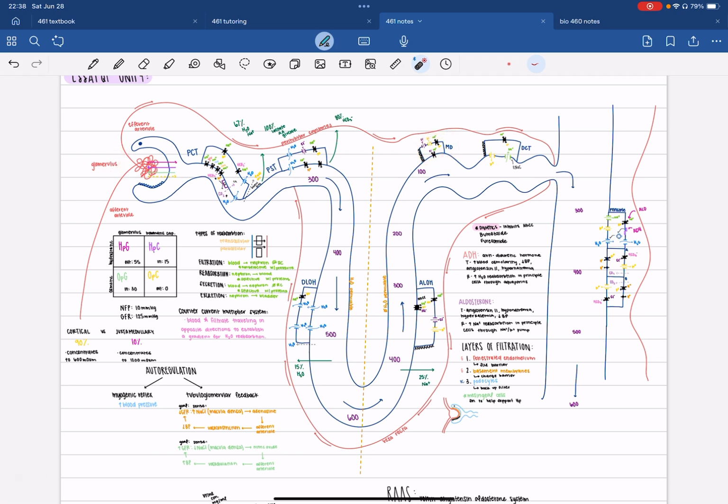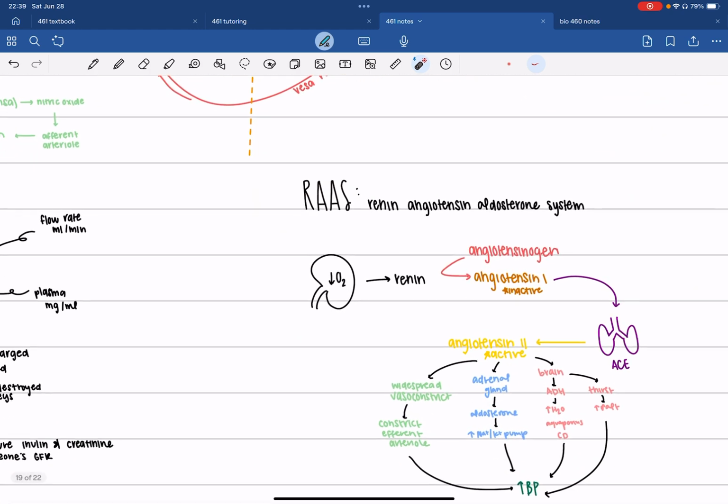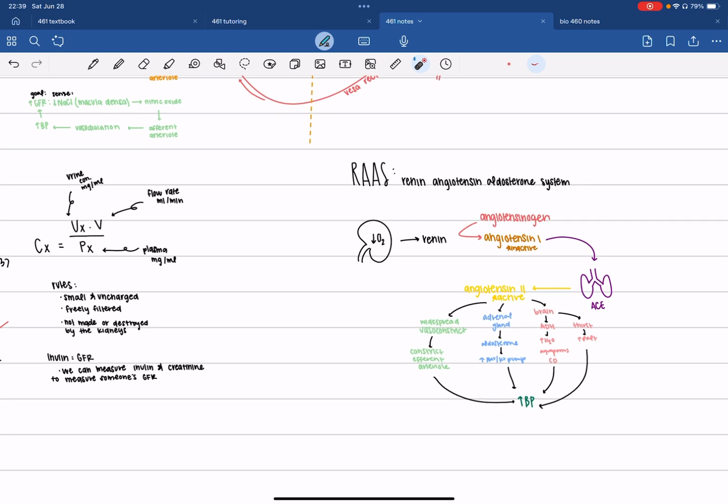The juxtaglomerular cells are going to sense low oxygen or low glomerular filtration rate, and they want to make sure that blood pressure is high. And so they're going to release a hormone called renin. Renin is going to react with angiotensinogen, and that's going to turn it into angiotensin 1, which is inactive, doesn't do anything. That's going to react with an enzyme called ACE, which is going to turn it into angiotensin 2, which is active. That can do a few things.